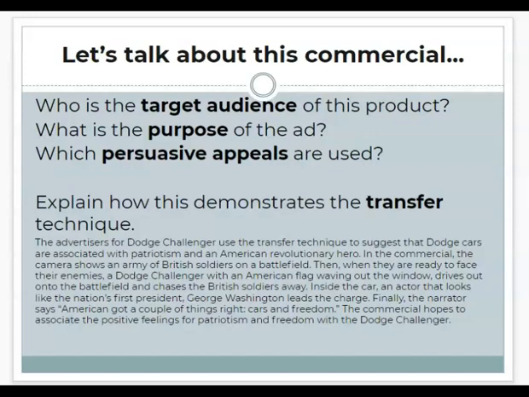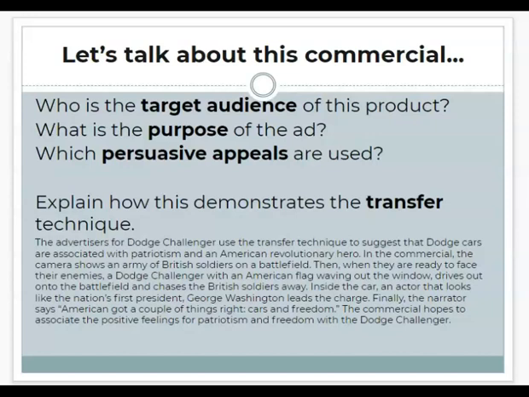So what is the purpose of this ad? Are they trying to inform us of history? No, because there were some parts of that that didn't happen. But what they're trying to do always is persuade you to purchase something. So what are they trying to do? They're trying to persuade us that the Dodge Challenger is a car that represents independence and patriotism. Okay, that brings us up to that whole transfer technique that we're going to talk about.